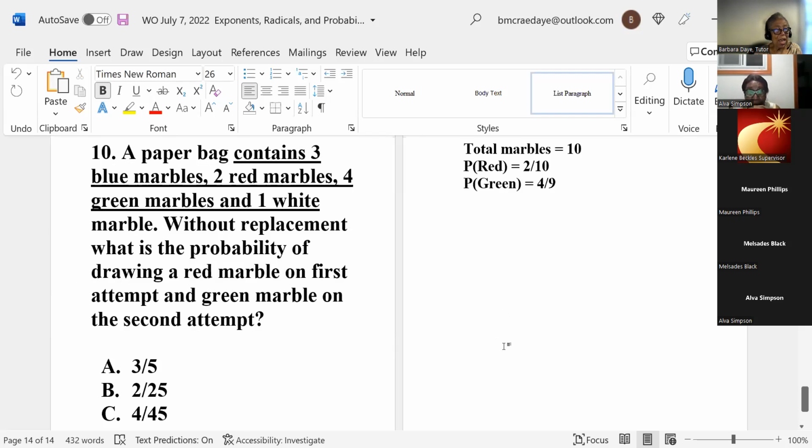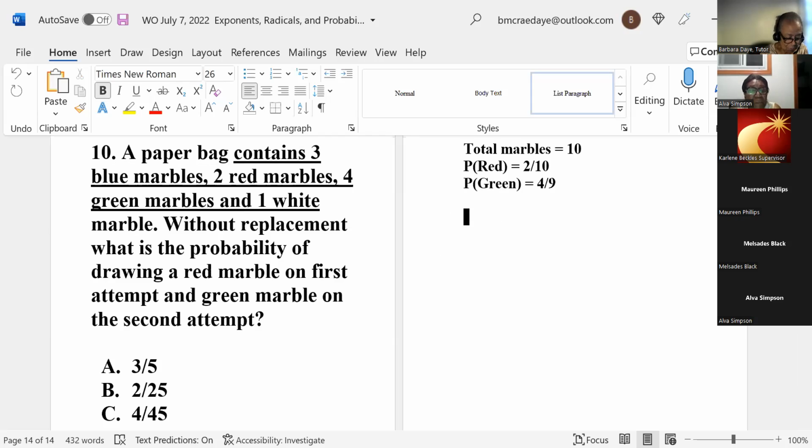So probability of red is total red over total outcomes. And that's the total number of marbles that Albert told me is 10, so 2 over 10. Probability of green: once you take a marble out, you no longer have 10, you have 9. And you have 4 green. And so that would be 4 over 9. Now, Maureen, how do I find the probability of red and green?